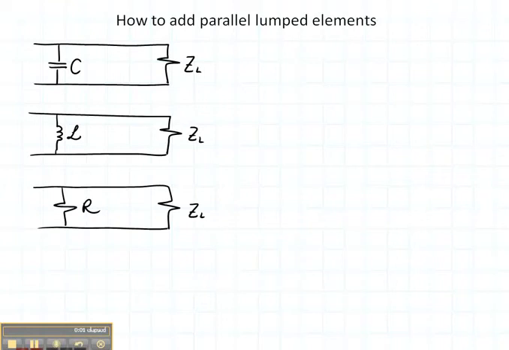Now let's talk about how to add parallel lumped elements to your circuit. Here's an example where we have a capacitor, an inductor, or a resistor in parallel with a transmission line connected onto our load ZL. In this case, we're going to do the same steps.